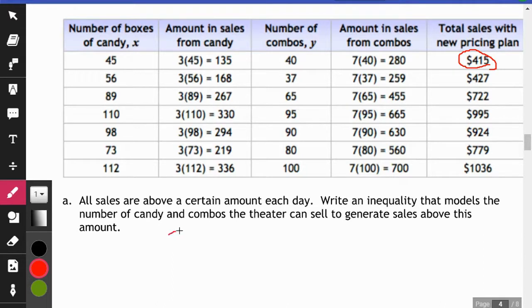Well, they sell candies for $3 a piece. You can see that right here, $3. They're selling combos for $7 a piece because see, they sell 45 candies at $3 a piece for $135 total. They sell 40 combos for $7 each for a total of $280. Adds up to $415 total. That's what's going on. So combos cost $7.